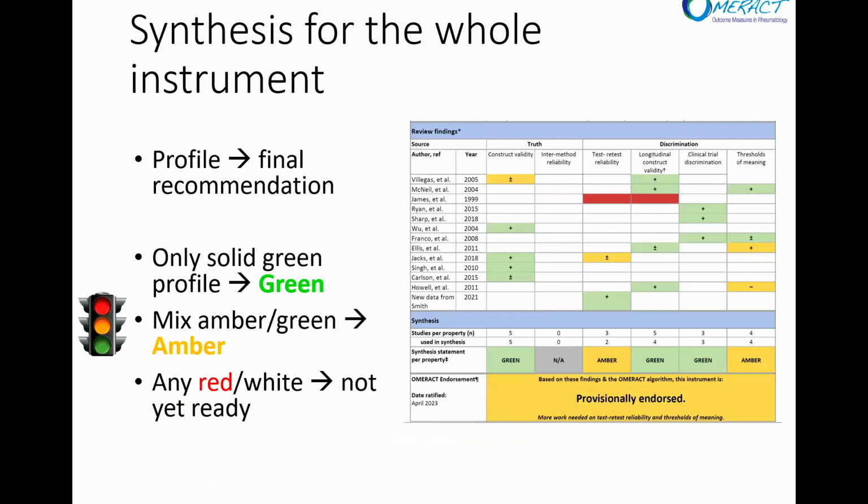If it's a mixture of amber and green, which a lot of them have been so far, you're going to end up with an amber level endorsement, provisionally endorsed, with a statement about what needs to happen. So more work is needed on retest reliability and threshold of meaning. And again, if there's red or white boxes in your profile, then you're going to have to say that it's not yet ready for endorsement. Either things need to be fixed, or else you need to create some evidence that's missing.